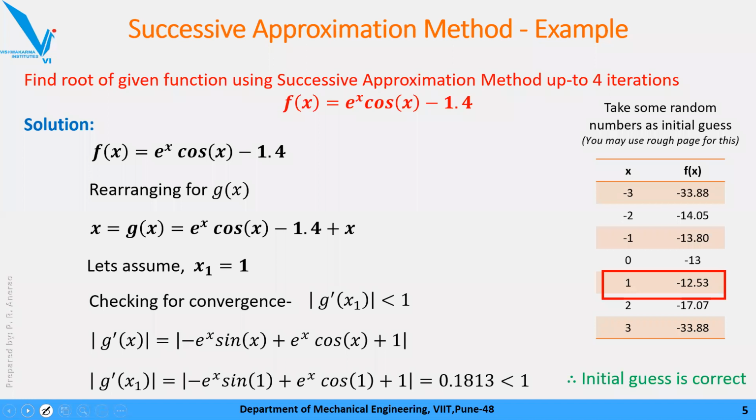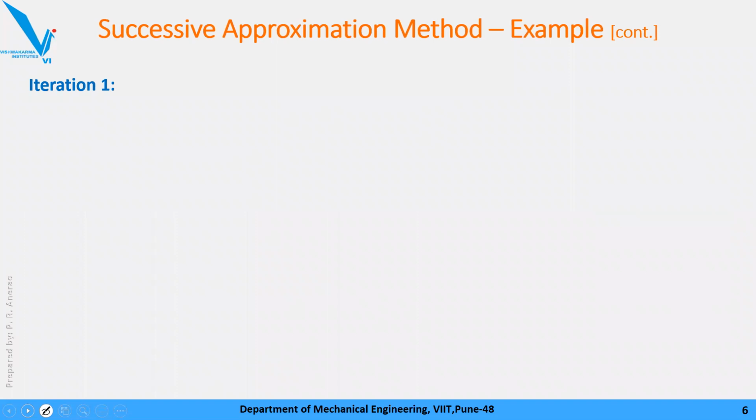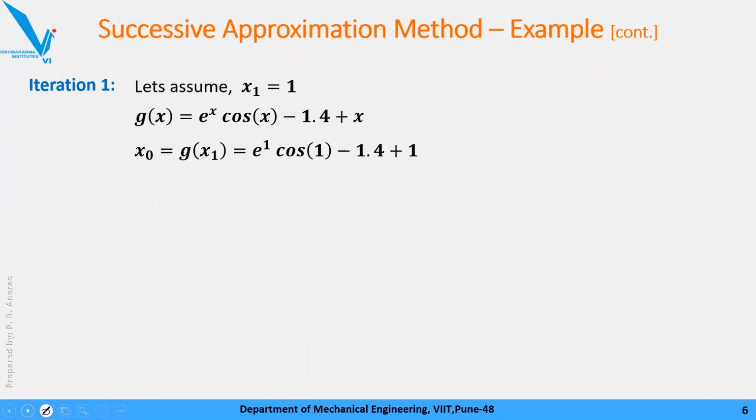So this is your step number 1. We haven't done the iteration. This is just a check for convergence. Now we will perform iteration number 1. For that, x1 is equal to 1, g of x is equal to e raised to x cos of x minus 1.4 plus x. So x0 value, that means root. Root is nothing but क्या करना है, x का वैल्यू लो, ये g of x में डाल दो. That is your x0.